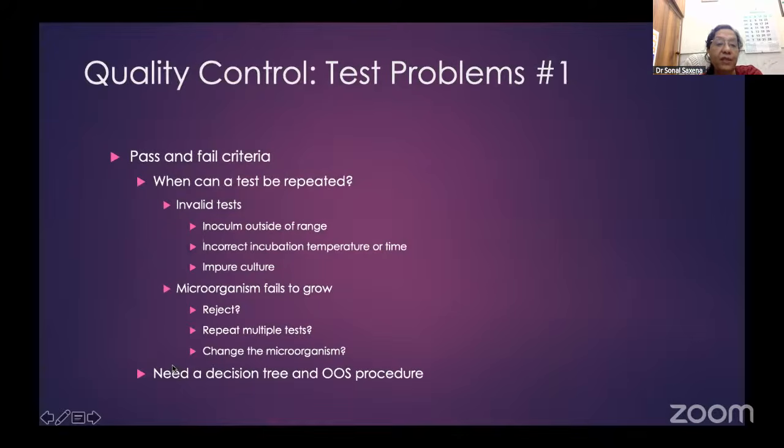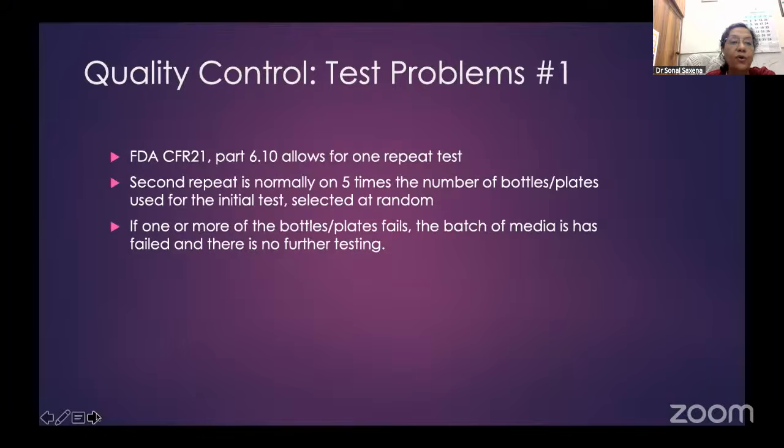Then pass and fail criteria. When can I report the result? Inoculum is outside the range, incorrect incubation temperature, impure culture, microorganism does not grow. Should I reject? Should I repeat? These are the day-to-day procedures which you will have to follow. And so we'll not go ahead with this.